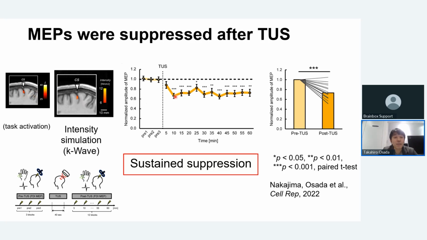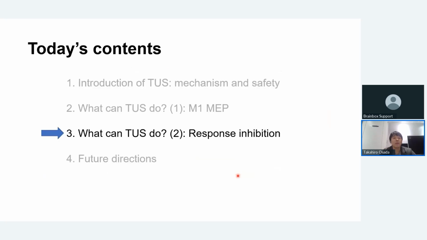This is the MEP profile before and after TUS. MEPs were suppressed sustainably for at least 16 minutes. Due to the limitation of time, not all the subjects did the experiment afterwards, but in some subjects, the MEPs recovered 90 minutes after the application of TUS. These results demonstrate that TUS induced sustained suppression of cortical activity.